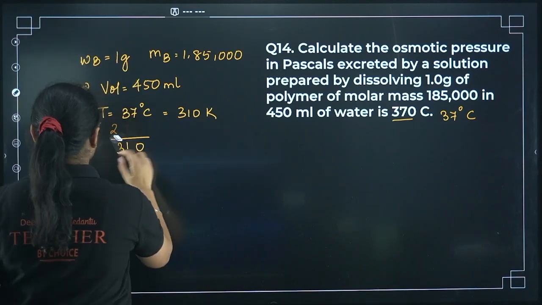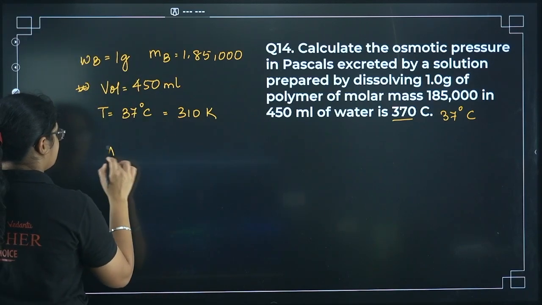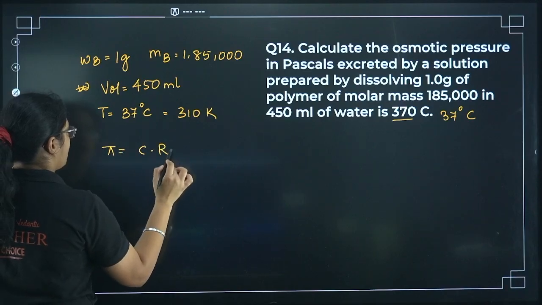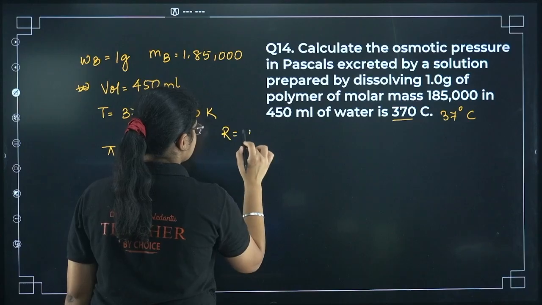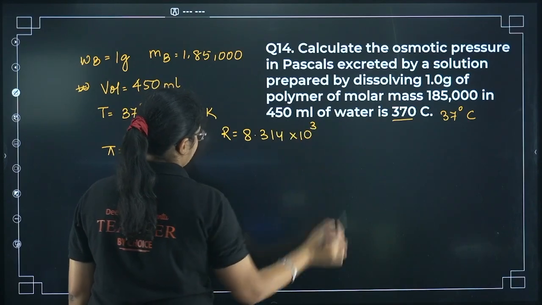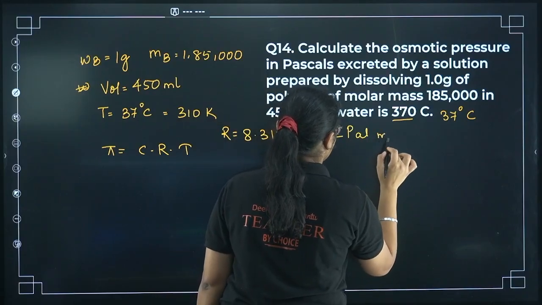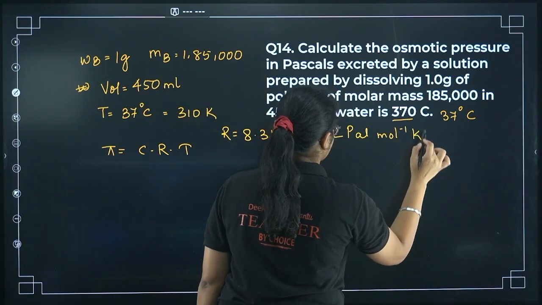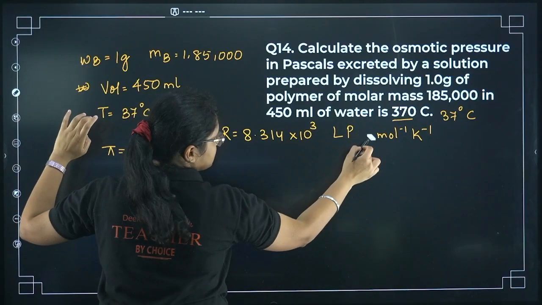So now if I just solve this one, we have pi is equal to C into R into T. Now here R value is very important when it is in pascals. So 8.314 into 10 to the power of 3 liter Pascal mole inverse Kelvin inverse. Okay, not one second, PA.